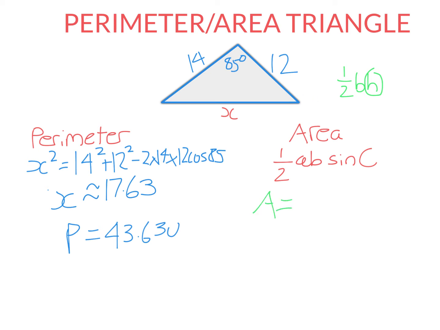So the area of this triangle is just half, it doesn't matter which you call A and which you call B, half AB times sine C. So again, you can put that on your calculator, making sure that you're in degrees mode, and you get about 83.68 units squared. So make sure you remember this formula for area.